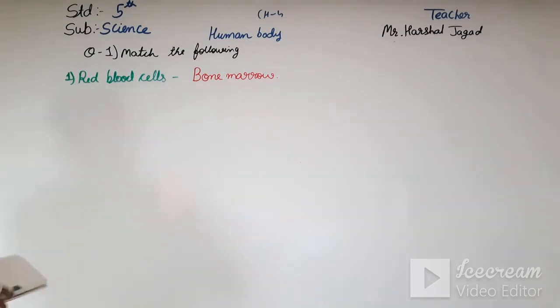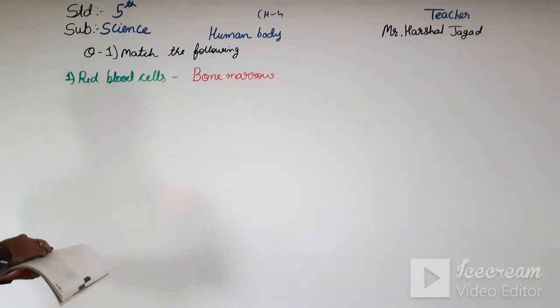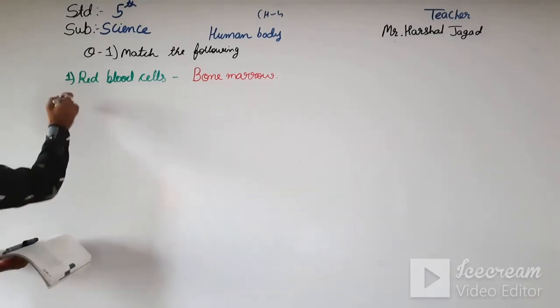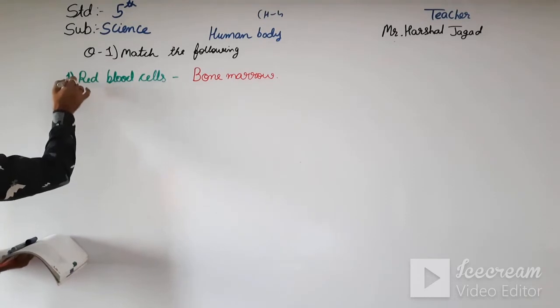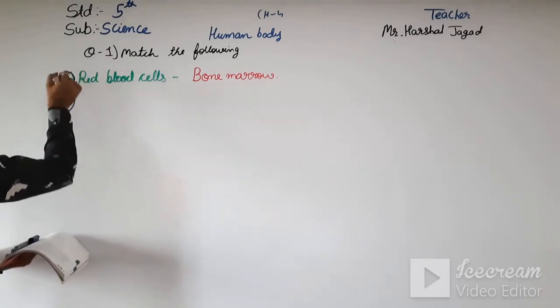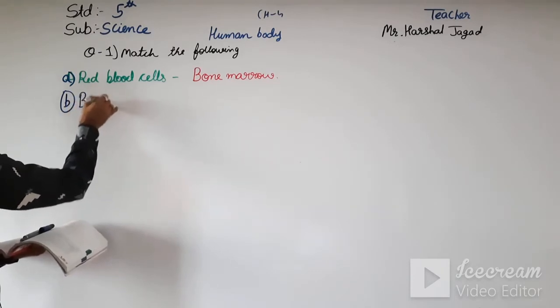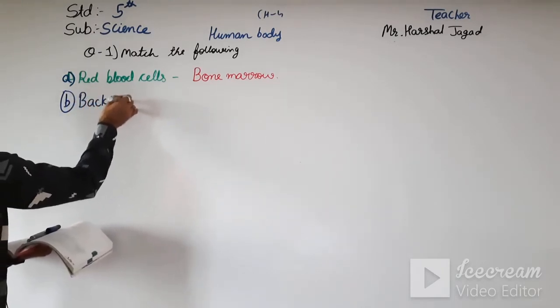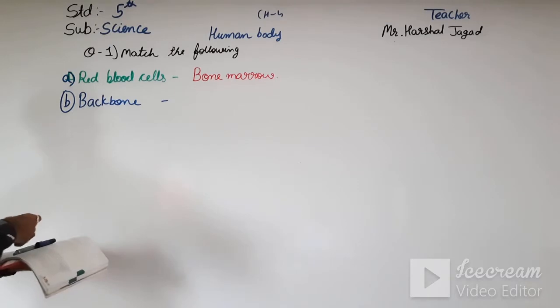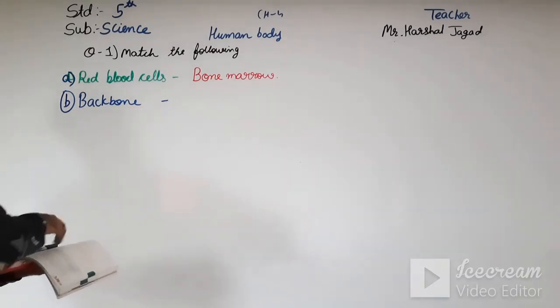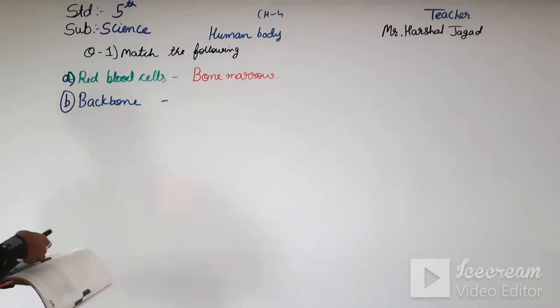See, the next is backbone. The next is the backbone, that is B. Sorry, here it is A, I have written backbone. So in the backbone, what will come? Vertebrae. Okay students, it will be vertebrae.